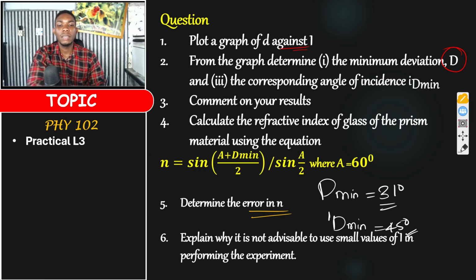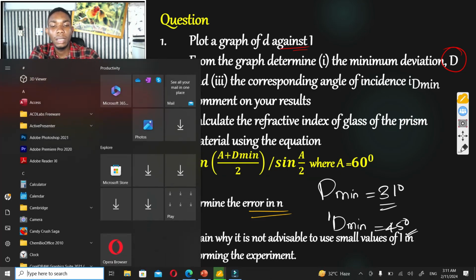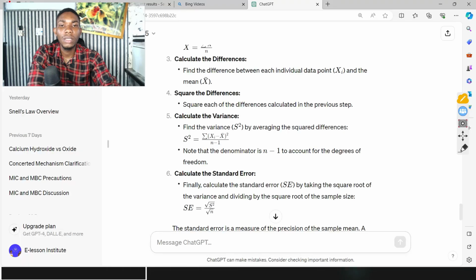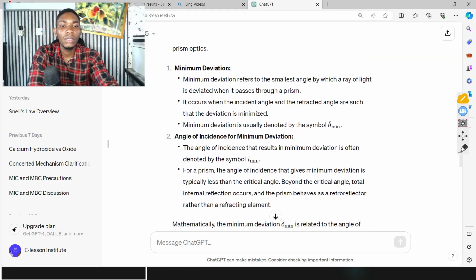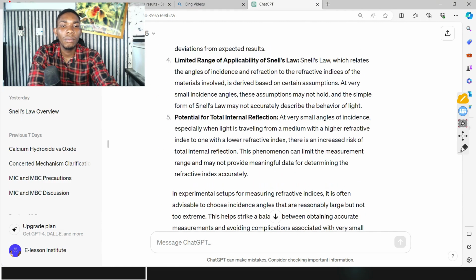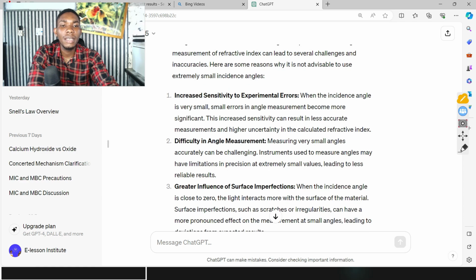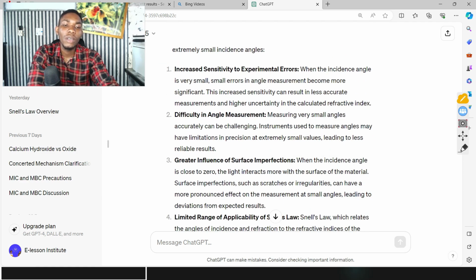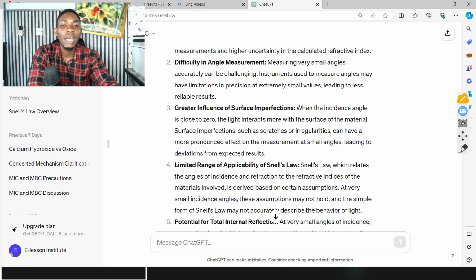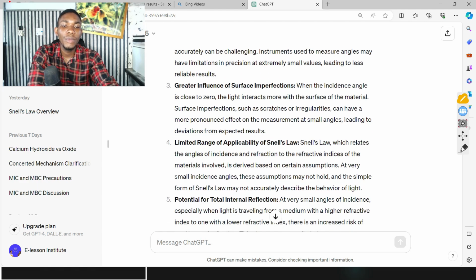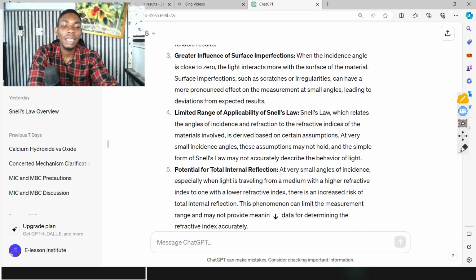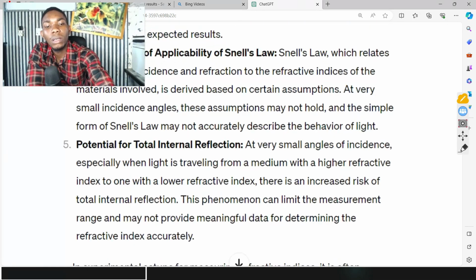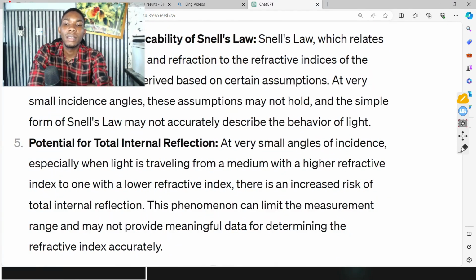And I believe that is all for this particular practical. Now, in case you need to write so much on the reason why you should not use small values of I, you can just write this one. These are the reasons: increased sensitivity to experimental error, difficulty in angle measurement, greater influence of surface imperfections, limited range of applicability of Snell's law, and potential for total internal reflection. Of all the reasons, this potential for total internal reflection is the most valid.